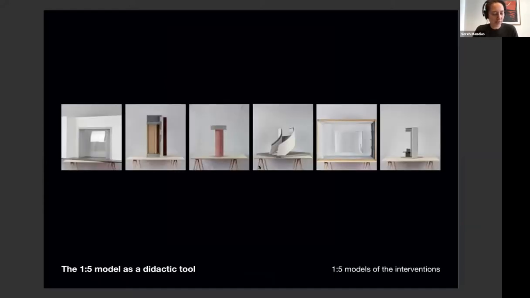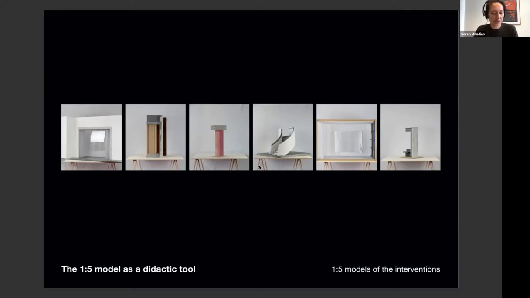And secondly, the model as a didactic tool. On the basis of the themes we identified when building the 1-5 fragments of the museum, the students went on to develop interventions into the museum. And then they built these interventions or fragments of these interventions again at scale 1-5, the results of which you see in this slide. And as we suspected, the outcome of this was a series of small scale interventions within the museum. But even though they are small in scale, each had an impact beyond their physical limits and managed to address a larger concern of the museum.